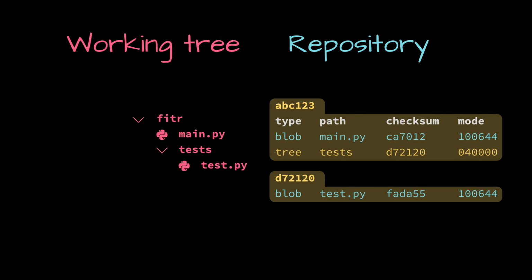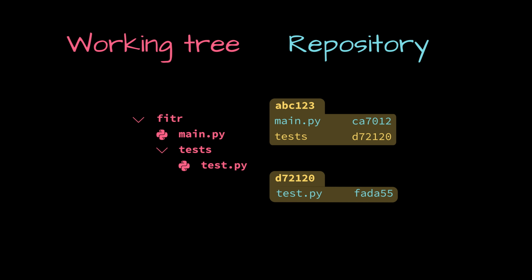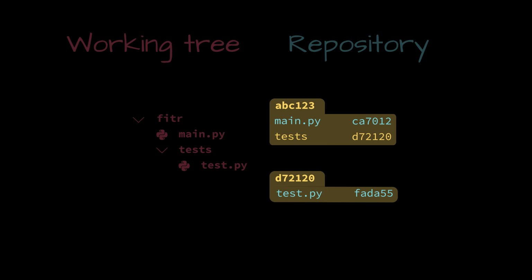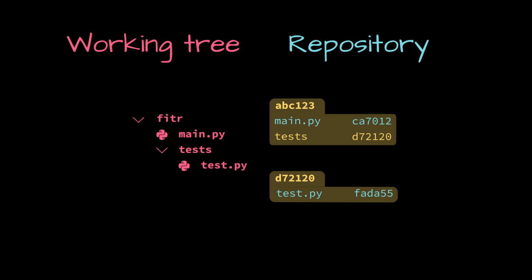Let's expand these trees again. To give us some space, let's omit the mode for now. Also, the type can only be blob or tree. Since they're also color-coded, let's remove that too. So now we can clearly see what the tree is doing here. For each entry, we have the name of the file in the working tree and how it maps to an object checksum in the repository.